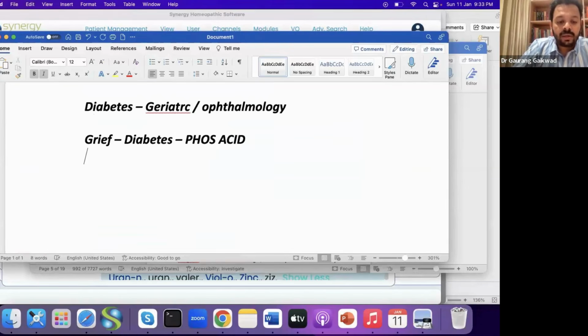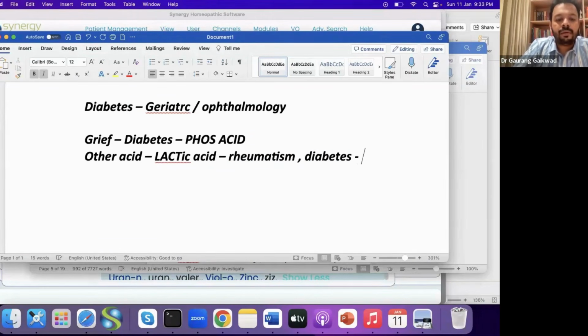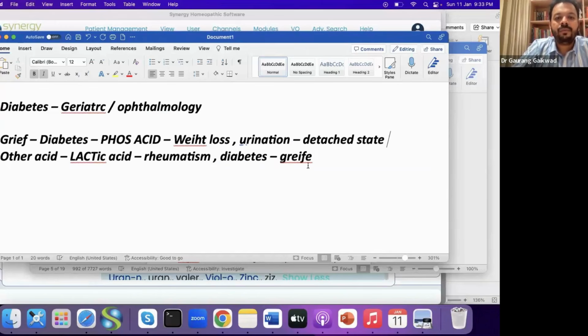Although you also want to study other acid remedies, for example, lactic acid. Although in lactic acid, it will be more rheumatism with diabetes and grief. In phosphoric acid, along with this, there will be a lot of weight loss, a lot of urination, and a kind of detached state. Generally, when there is grief and then diabetes, the other remedies that I think about are natrum mur and other natrum salts.